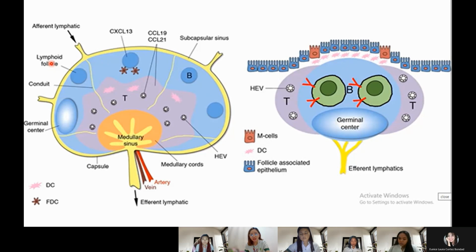And it would either become an antibody producing plasma cell or it would become a memory B cell. So this is how B cell development progresses from the bone marrow, and some part of the development happens in the lymph node. That's all for the B cell development. Thank you.